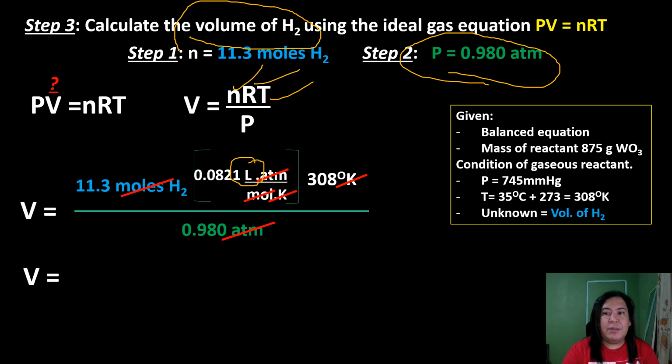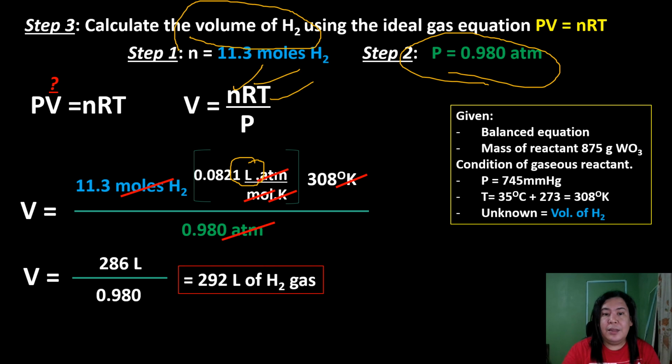Okay, so perform the mathematical operation in the numerator. So if you multiply all those values, you will get 286 liters divided by 0.980, and then you will get the total volume of hydrogen gas, which is 292 liters of hydrogen gas. Okay, this is how you compute for the volume of gas in the non-standard condition using the ideal gas equation.